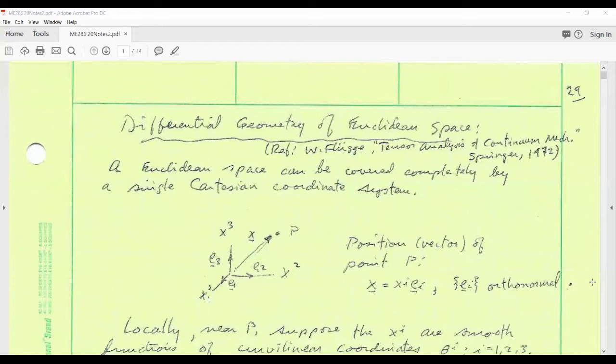Some historical context. The subject basically developed initially with the work of Gauss. You've heard of Gauss's work in connection with differential geometry of surfaces. Later extended by Riemann, who introduced the notion basically of Riemannian space. So you can think of a two-dimensional curved space like a surface as a Riemannian space. In four dimensions, in space-time, Riemannian space is associated with gravity. Einstein's general relativity is associated with a Riemannian space.